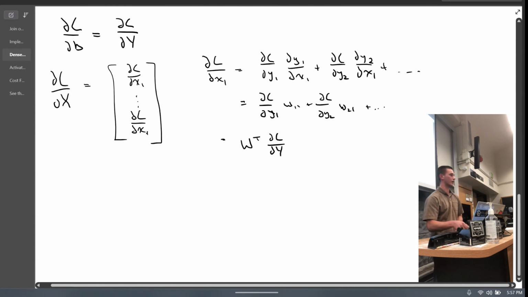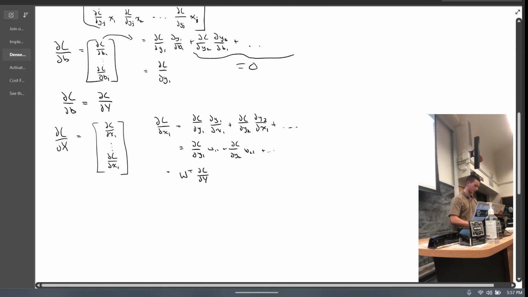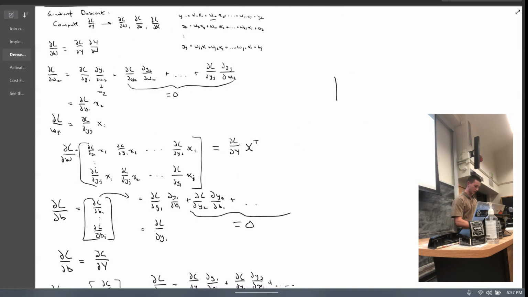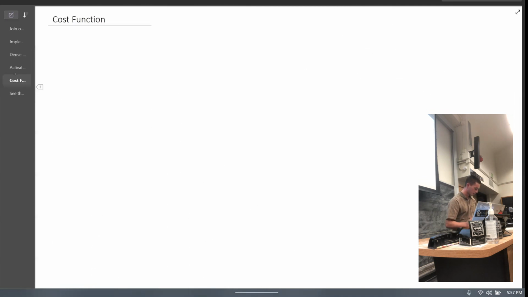And so that describes our entire dense layer. When we have some layer, given this derivative, we know how to change the parameters inside, and we know what the derivative is to pass back to the previous layer, so that layer can do the same thing.